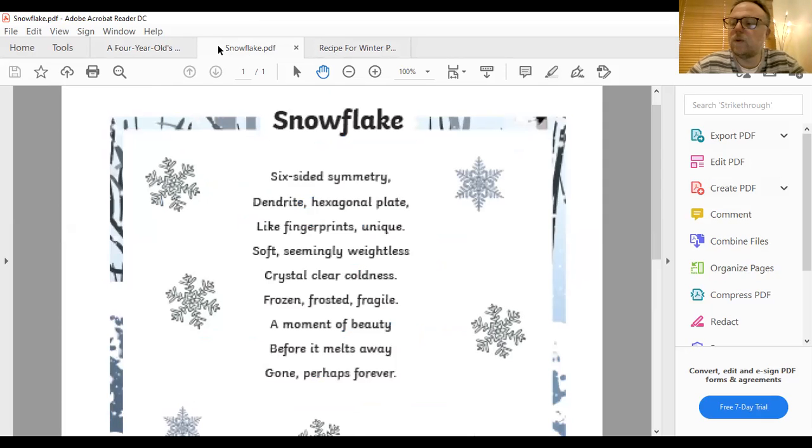Okay, this one is called Snowflake. There might be some tricky words in here, so concentrate. 6-sided symmetry, dendrite, hexagonal plate, like fingertips, unique, soft, seemingly weightless, crystal clear coldness, frozen, frosted, fragile, a moment of beauty before it melts away, gone, perhaps forever.